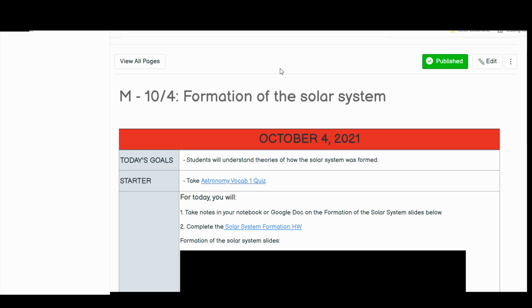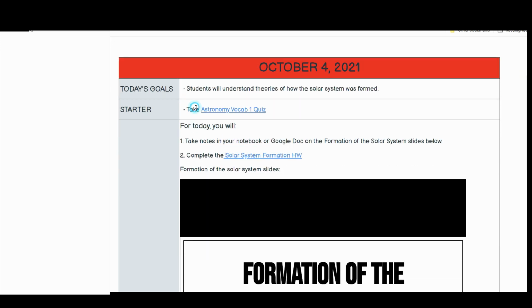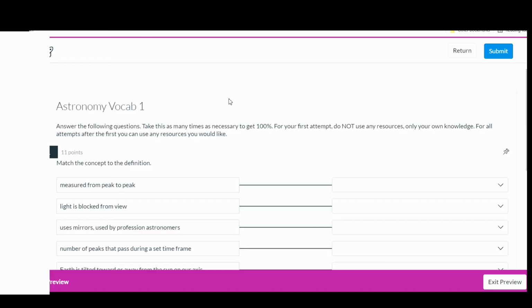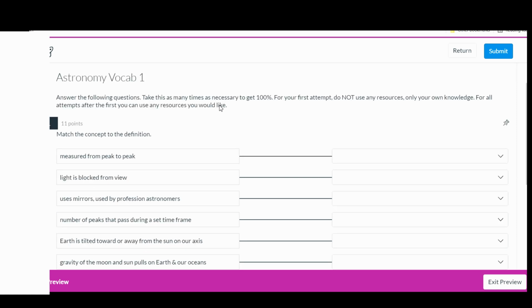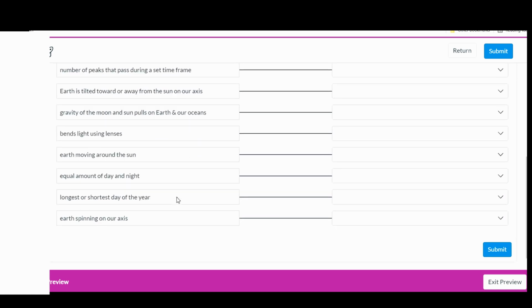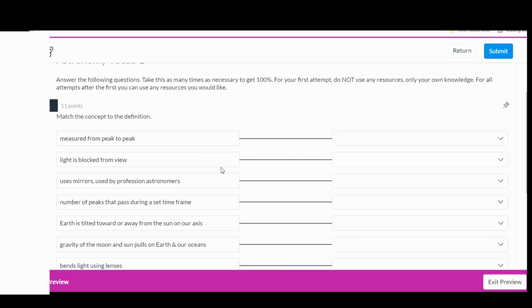Today we are going to be looking at our Earth Science lesson on formation of the solar system. First thing you're going to see here in the starter box is that there's a vocabulary quiz to take. If you click on that, it will pop you over here into your vocab quiz. It's only one question, but there are 11 concepts here that you're going to match with the correct term.